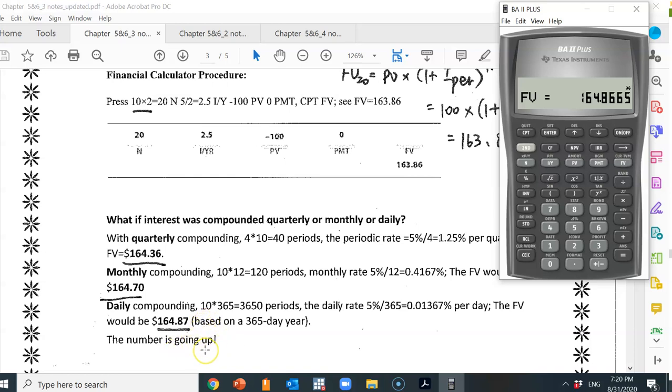Okay, so the number keeps going up. When we compound at a higher frequency, we could get a higher interest and principal after 10 years.